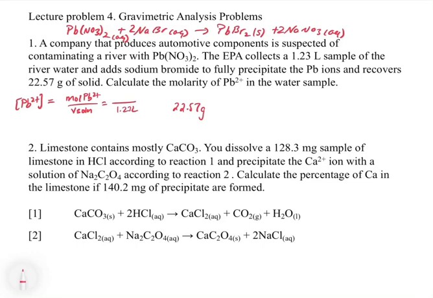In order to work this out, we have to figure out how much lead was in that lead bromide to work back and figure out the concentration of lead nitrate. So we have to figure out the molecular weight of the lead bromide. If you add up the lead and the 2 bromides on the periodic table, you're going to get 367.01 grams of lead bromide for every 1 mole of lead bromide.